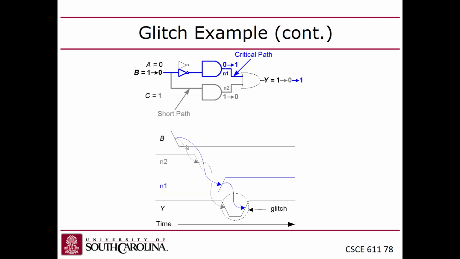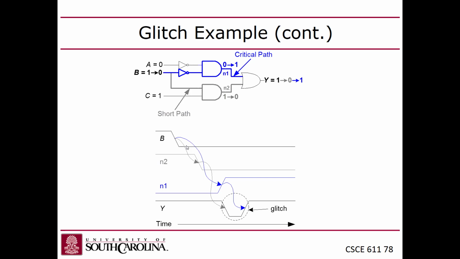So what will end up happening is if you look at the timing diagram, B is going to be high. It's going to drop. N2, which is this intermediate signal, will be the first to reflect that change because it's on a shorter path. So N2 will drop. But meanwhile, N1 is supposed to rise. But N1 will rise after N2 drops. So there will be a period when there's a 0, 0 coming into the OR gate, which will cause this little glitch, a temporary disruption in Y. Make sense?